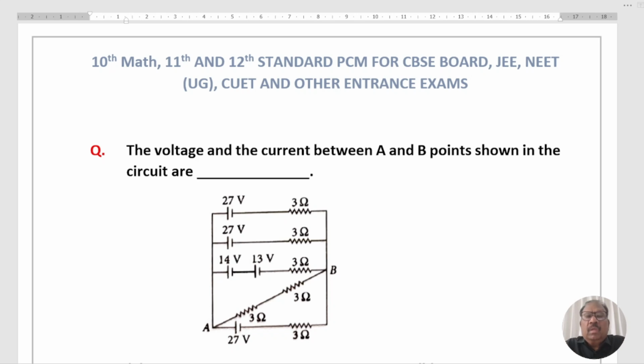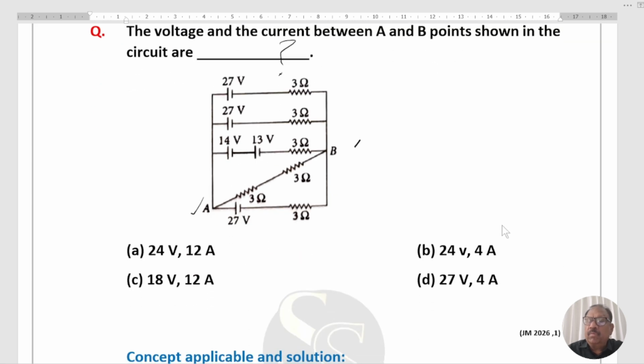Question: the voltage and current between the points A and B shown in the circuit are. You have to fill in the blanks. Four options are given to you. One of the options is correct. The question is taken from JEE Main 2026.